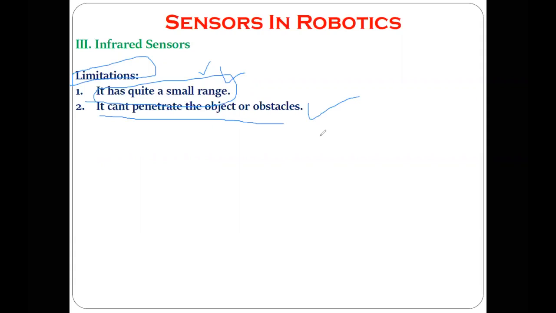What, it cannot penetrate the object or the obstacle. So if you keep your hand in front of the remote like this and try to change the channel, the channel still does not change. Correct or not? Yes, sir. So these are the different kinds of limitations in the case of infrared sensors.